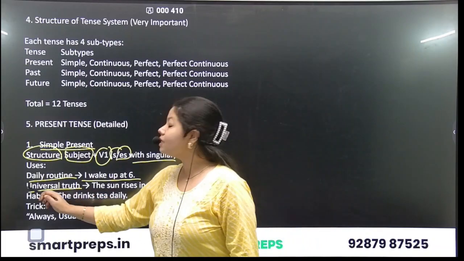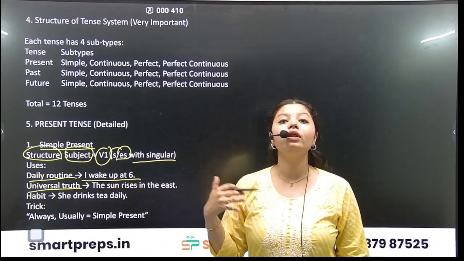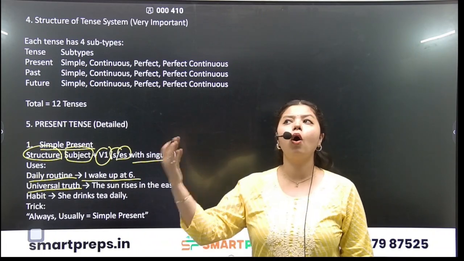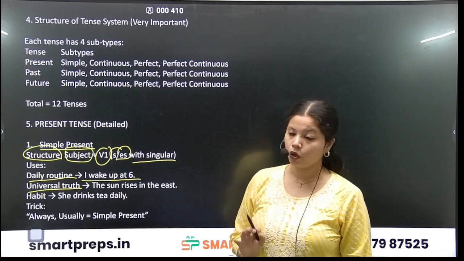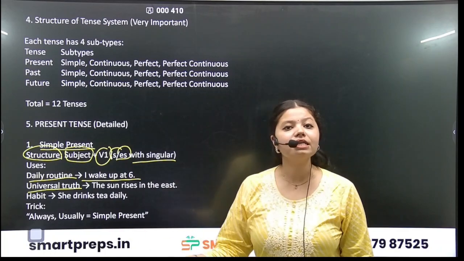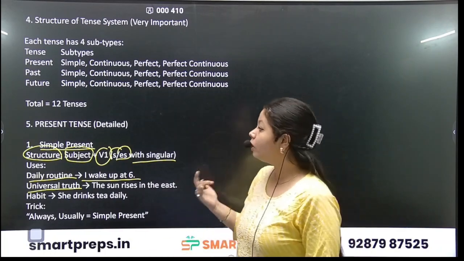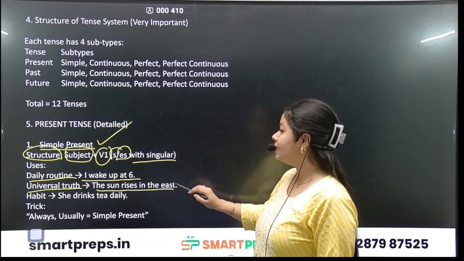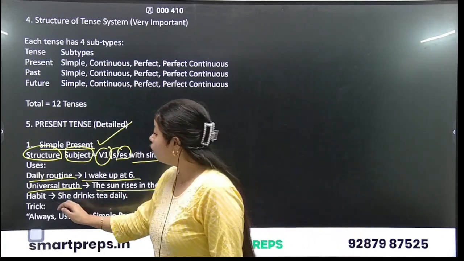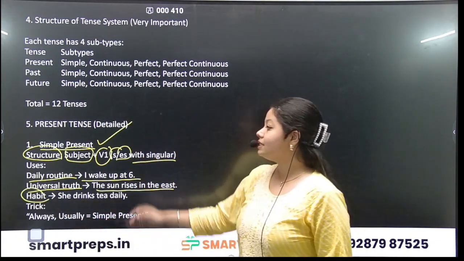Secondly, we use simple present for some universal truth. For example, all crows are black. Have we seen any white crows? No. The sun rises in the east. It's a universal truth. So we use simple present there. The sun rises in the east. Now for habit also we use simple present.